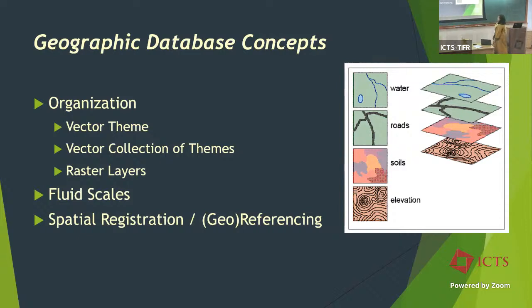And the main thing to remember in a GIS is you're dealing with fluid scales, because this is a digital environment. You can zoom in, you can zoom out. That is powerful, but it introduces a lot of problems, which we'll talk about later. And the third thing, which we talked about extensively in the morning, is spatial referencing. So these are the three key concepts in a geographic database.